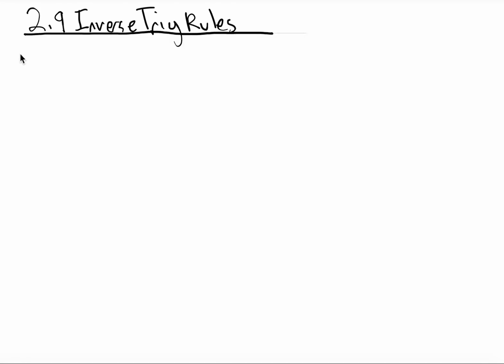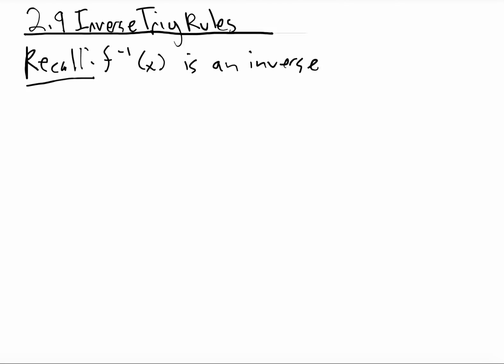So for us to tackle these, we're going to need to do a brief recap on inverse functions and how those work. So let's go ahead and get started. Alright, the first thing I'm going to have you guys recall, hopefully you've seen this before, is basically what an inverse function is and what it does in the first place. We'll say that f inverse of x is an inverse function for f of x if the following things happen.